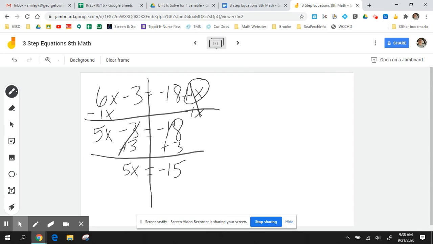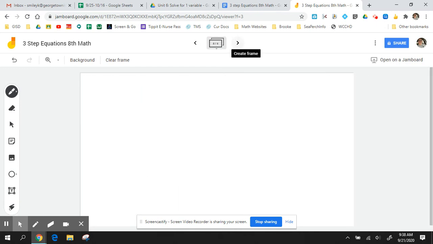You can put it in a calculator to make sure. I'm going to divide by 5. And x equals negative 3. Okay. I hope you got that one right. If you went wrong, where did you go wrong? And fix it. Okay. Now, the next two problems are just a tiny bit written differently.